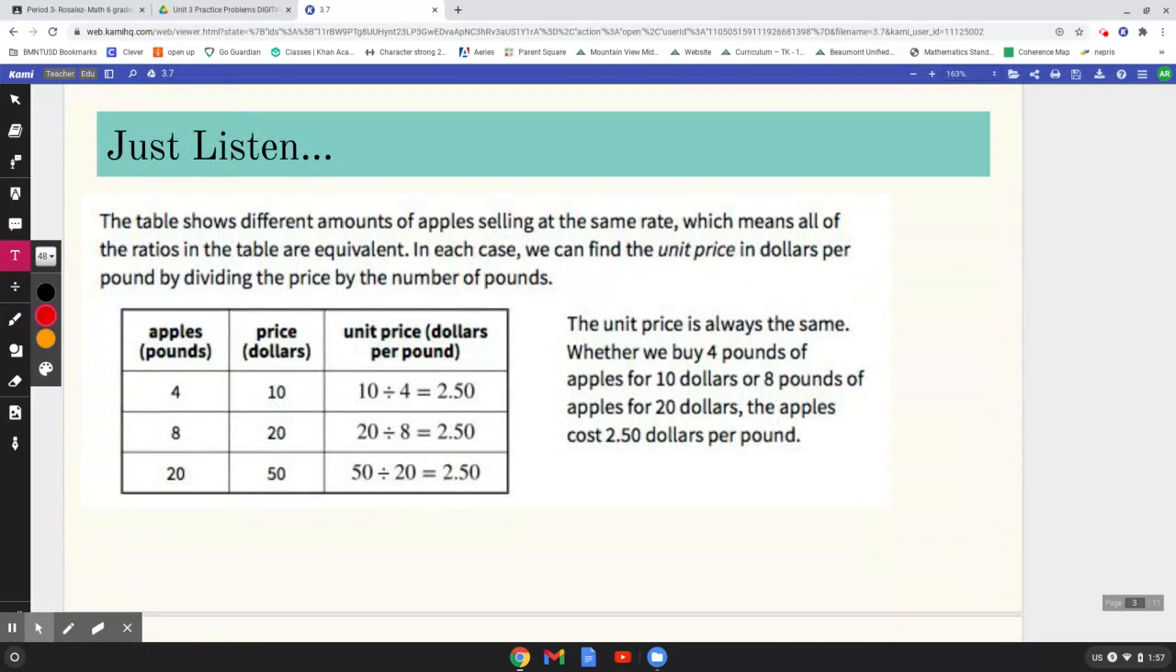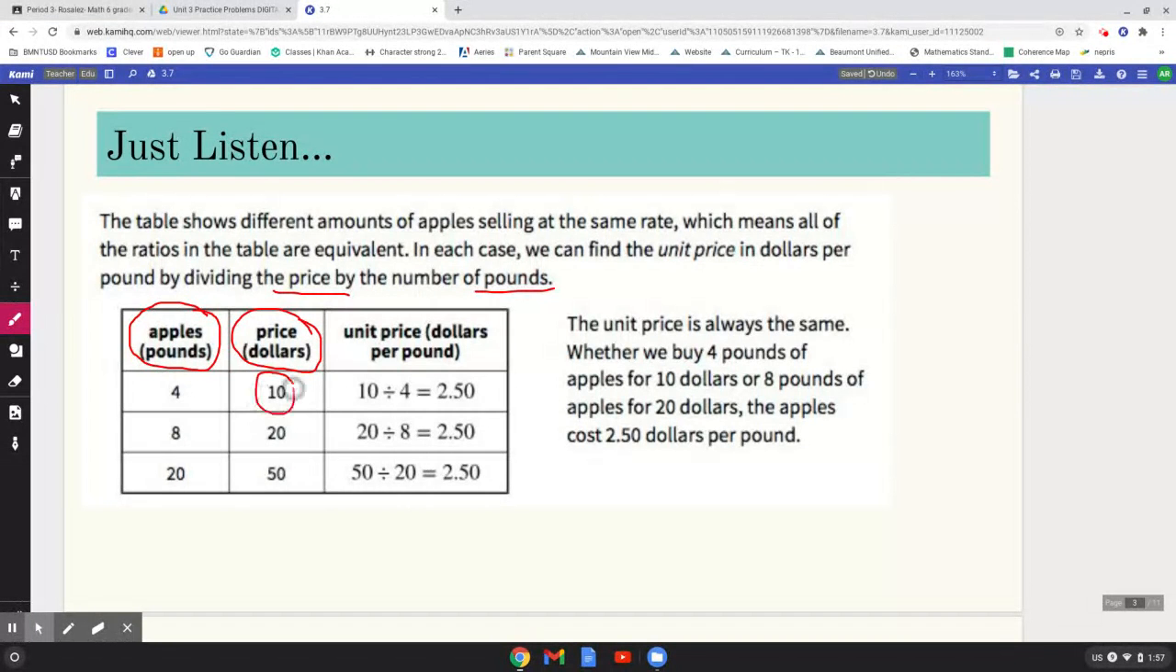The table shows different amounts of apples selling at the same rate, which means all of the ratios in the table are equivalent. So they are all equivalent, meaning that they are the same. In each case, we can find the unit price in dollars per pound by dividing the price by the number of pounds. So the unit price will always be the same.